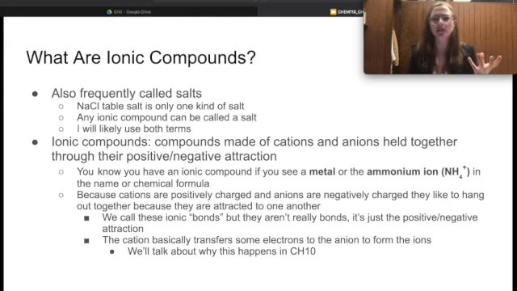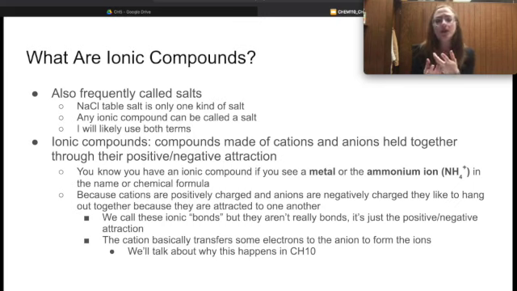Because cations are positively charged and anions are negatively charged, remember, positives and negatives attract. When we were talking before about protons and electrons, that's how an atom is held together, by that level of attraction. Anytime we have anything positive and negative, they're attracted to each other. So if we have a cation, a positively charged ion, and an anion, a negatively charged ion, they want to hang out together and sit next to each other.